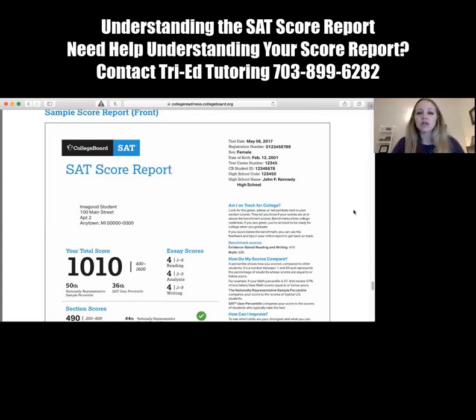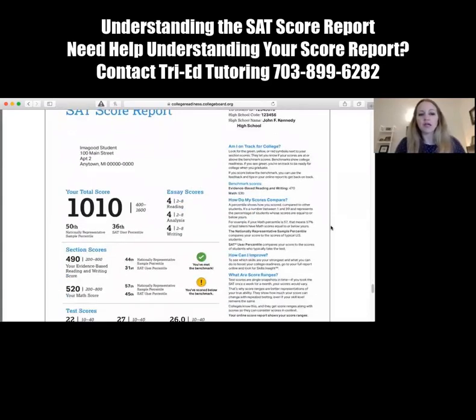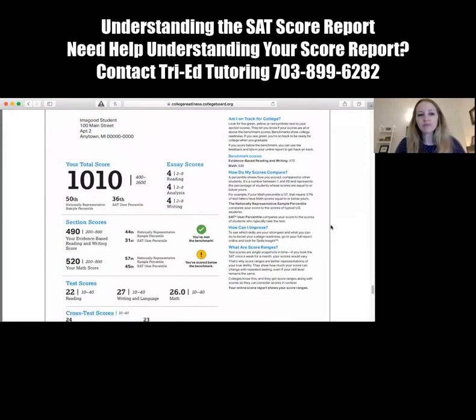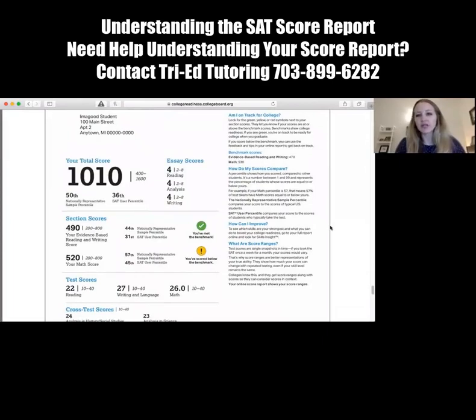So to take a look here, we get a lot of good information. You can see on this score report, the student scored a 1010 overall. And then you can see the percentiles, which helps give you an idea of how you stack up compared to other students. The nationally representative sample percentile means how you compare against everybody that took the SAT nationwide. And then the SAT user percentile is how you stack up to people that would typically take the SAT. So these would be college-bound high school students rather than just all high school students that are trying the SAT.